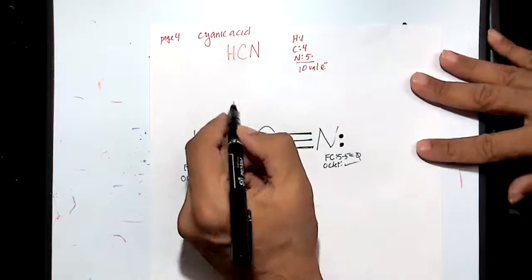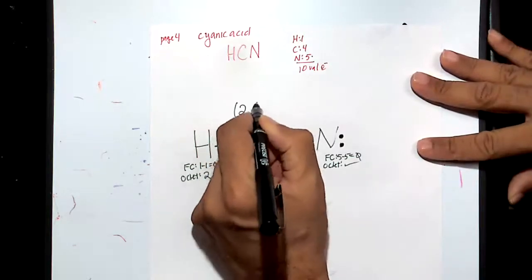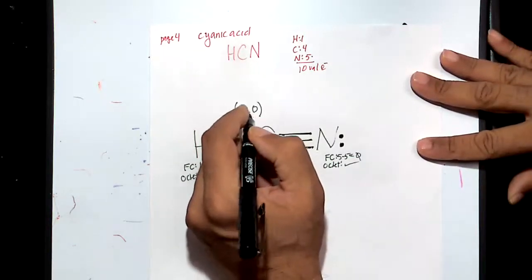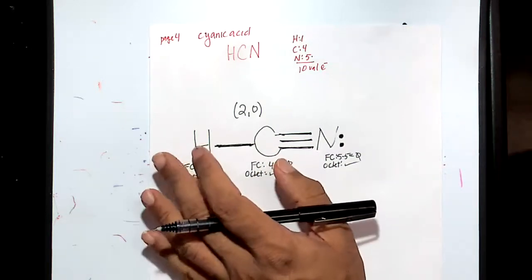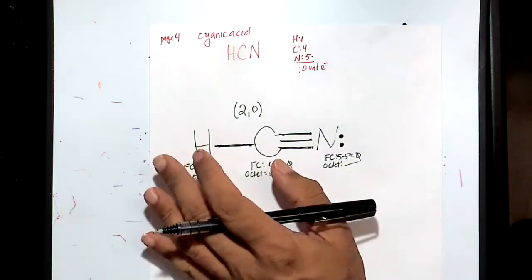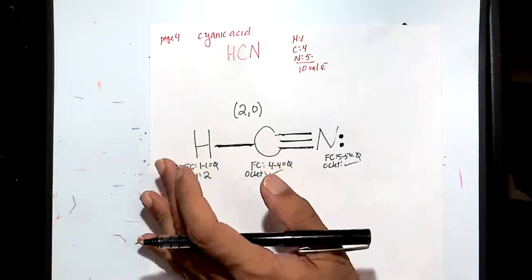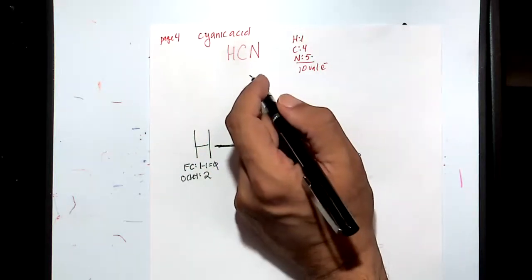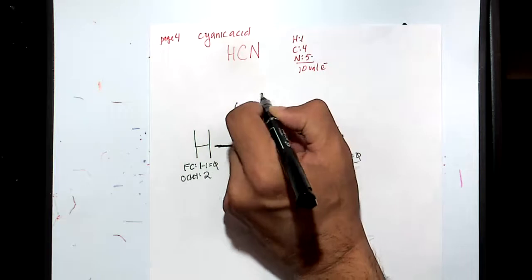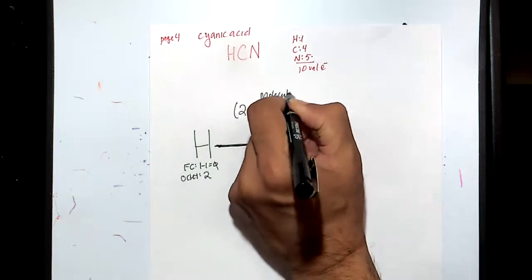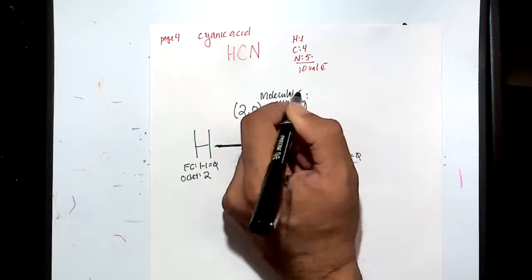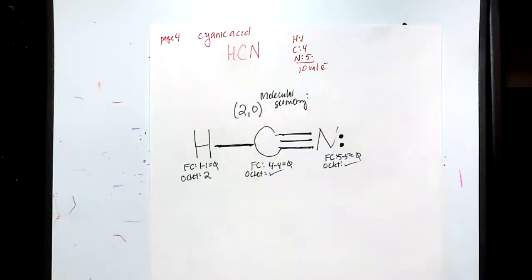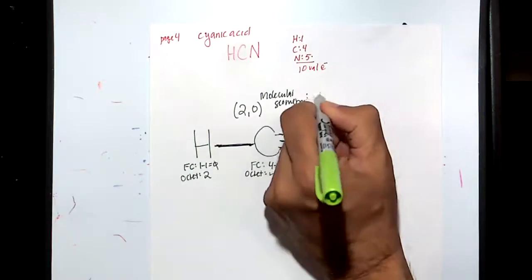All right, we have 2 bonds and 0 lone pairs. One bond is single, the other bond is triple. So table 10.1, 2 bonds, 0 lone pairs. The molecular geometry is linear. Okay, the molecule is a straight line.